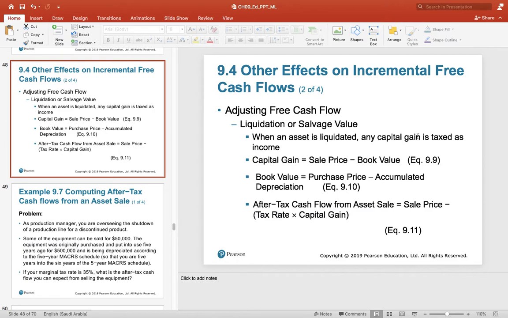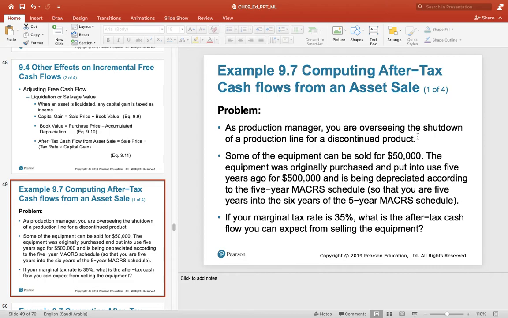For calculating the capital gain, the formula is very simple. Sale price minus book value is equal to capital gain. Always, you know, capital gain means if your selling price is more than the book value of the asset, you book a capital gain. If the sale price is less than the book value, there is a capital loss. Now, how to calculate the book value? Book value is equal to purchase price minus accumulated depreciation. So after tax cash flow from asset sale will be equal to sale price minus tax rate multiplied by capital gain. How? Let us take this exercise.